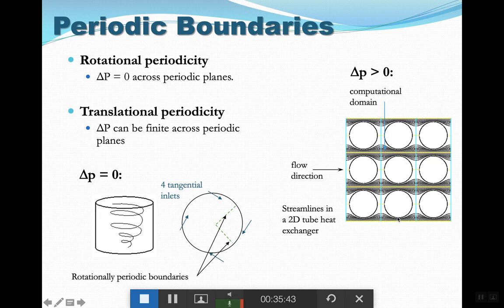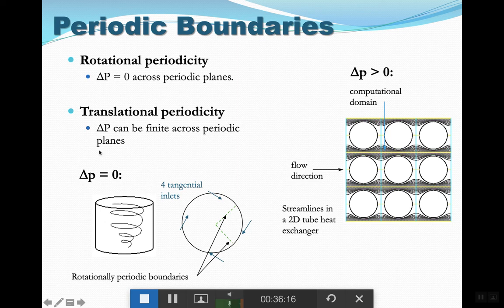Now, for us, instead of solving for the whole thing, we will take one section, and the blue lines would be our periodic boundaries. So we will only solve for this part using periodic boundary conditions. And if we do that, it is as if we have solved for the whole 9 pipes. So in this case, you see we are reducing the geometry significantly, going from 9 pipes to only 3 pipes.